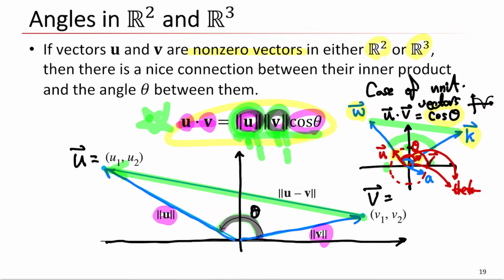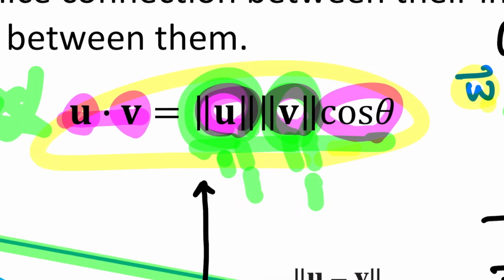There is another viewpoint of the inner product. The inner product between vector u and vector v can be represented by the length of vector u and the length of vector v times cosine theta, where theta is the angle between vector u and vector v. It means that if vector u and vector v are unit vectors, then these lengths are 1, and the inner product of u and v is defined only by cosine theta.